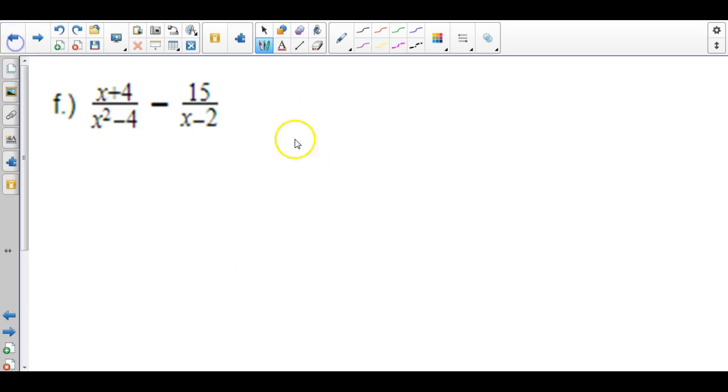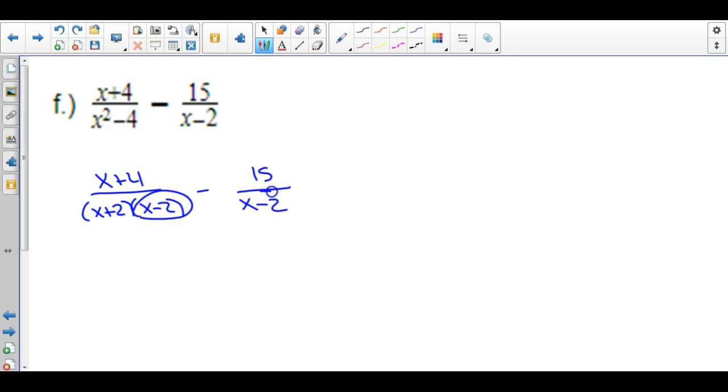I think this is the last one. Sweet. Okay, so with this one, again, we want to factor first, and there's a difference of squares involved. So my denominator is going to factor into x plus 2 times x minus 2, and over here I have a 15 over x minus 2. So, very similar to the last problem, the x minus 2 is already a factor of both expressions. So, when you make your common denominator, you can use x plus 2 times x minus 2. You do not have to put the x minus 2 in there twice.